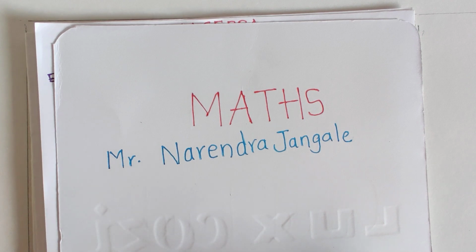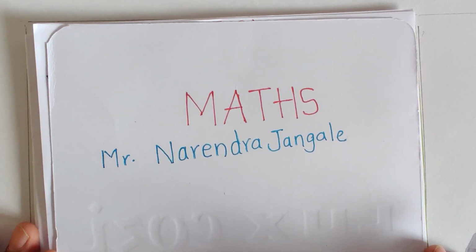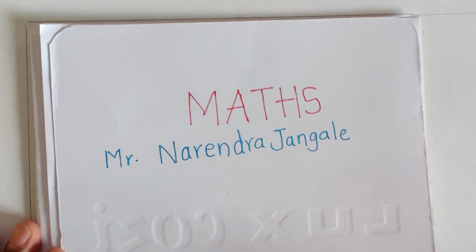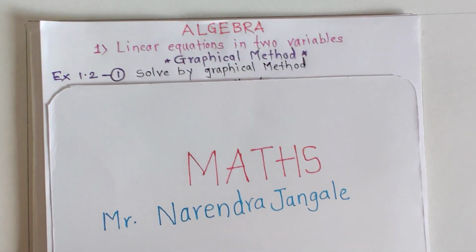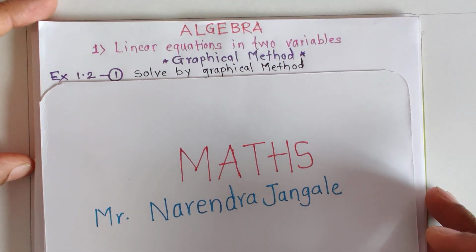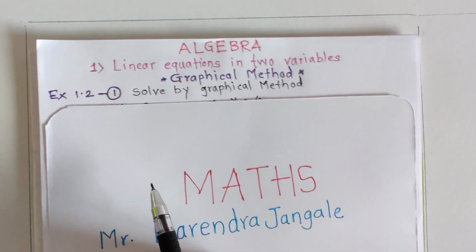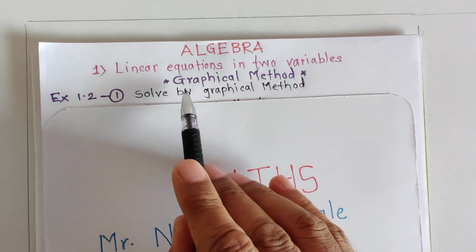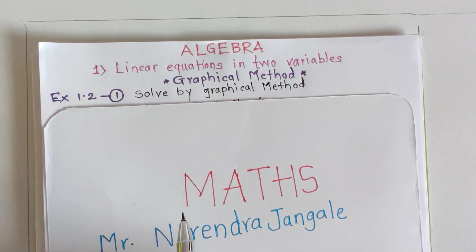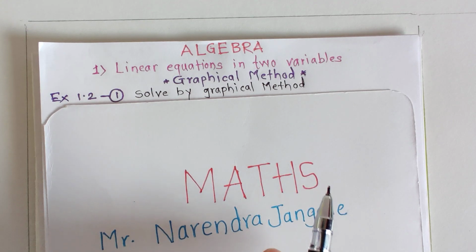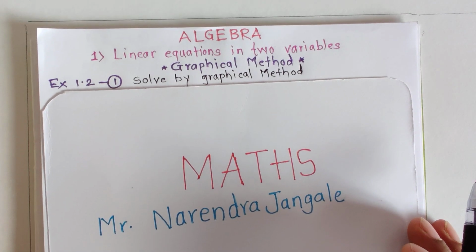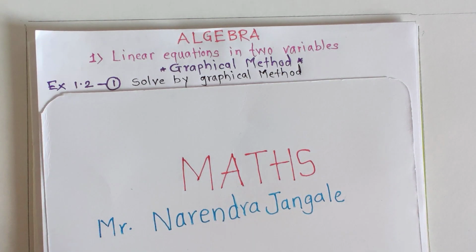So let us see the graphical method to solve the simultaneous equations. Dear students, we can solve the linear equations in two variables using three methods: algebraic method, graphical method, and Cramer's rule. So today we are going to study the graphical method. So without wasting the time, let us see some examples from exercise 1.2.